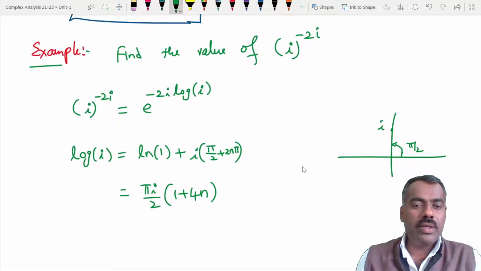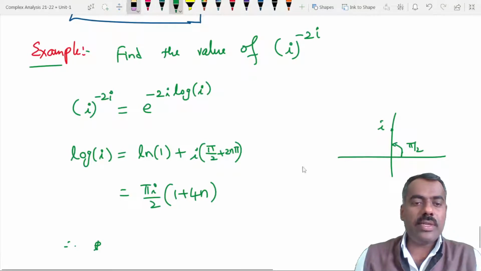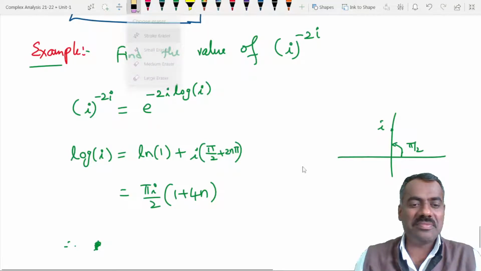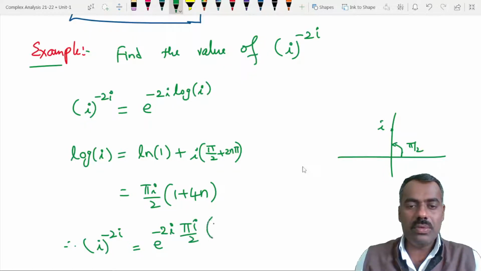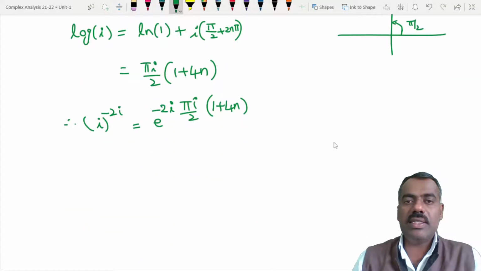So therefore if you substitute those values, i power minus 2i is nothing but e exponential of minus 2i into pi i by 2 into 1 plus 4n. Of course here n is any integer.